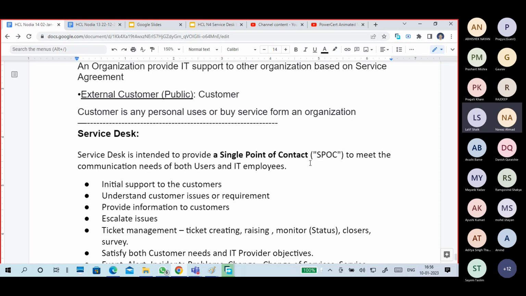The terminologies in the service desk, guys, are very important. Maybe in future you become a Jira admin, ServiceNow admin, or maybe a software developer, or a tester, or a DevOps engineer or a cloud engineer. These terminologies are very useful, so try to learn them.